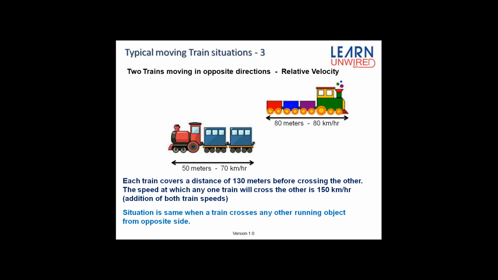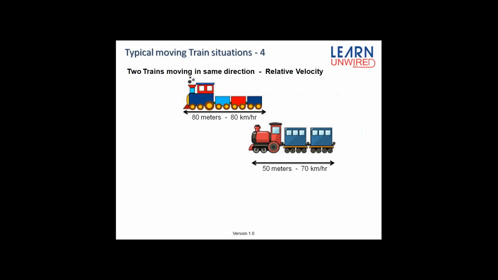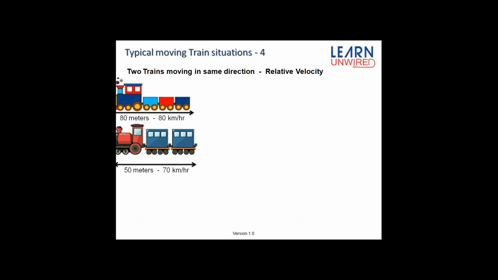Okay, let's see situation 4. Two trains moving in the same direction. Here, one train crosses the other. The train with higher speed will cross the train which is running at lower speed. But the crossing speed will be very slow. You must have noticed, if two trains are going together, and both the speeds are almost the same, you can see inside the other train, what is happening.